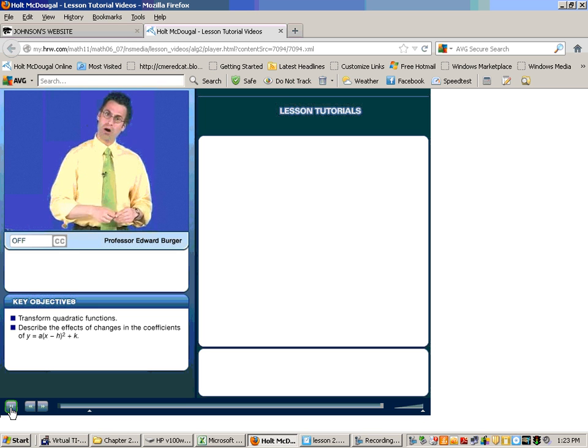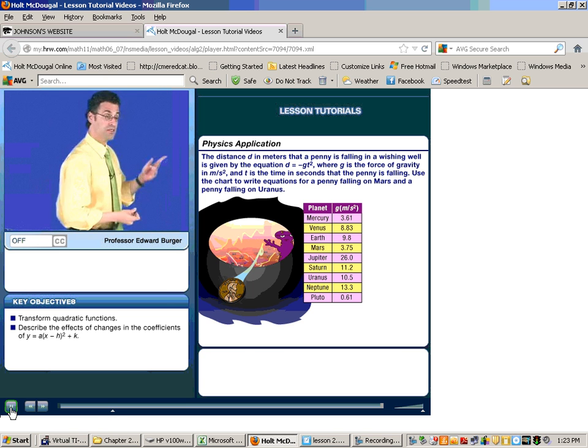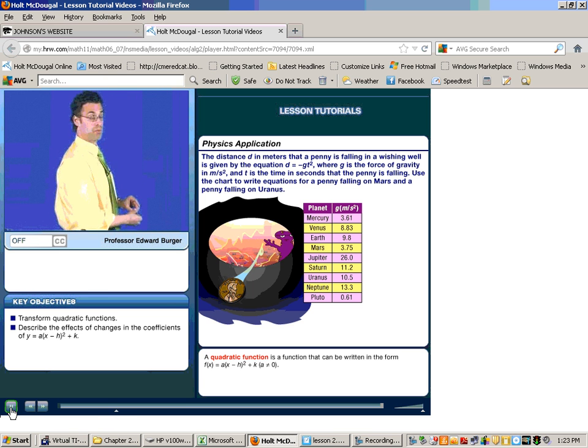Okay, so how fast will that penny fall when you drop it? Well, it really actually depends upon the force of gravity. Now, on Earth, we know the force of gravity here, but in fact there are other planets, and the other planets tend to have different forces of gravity. So here's some basic information that I want to share with you.